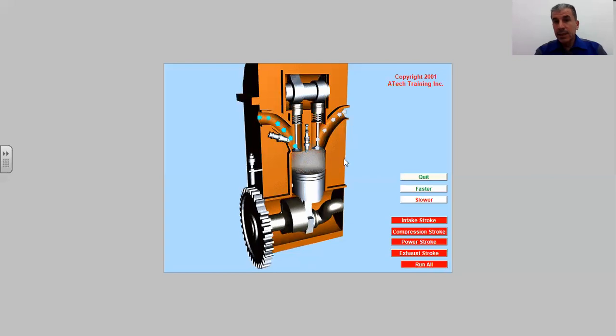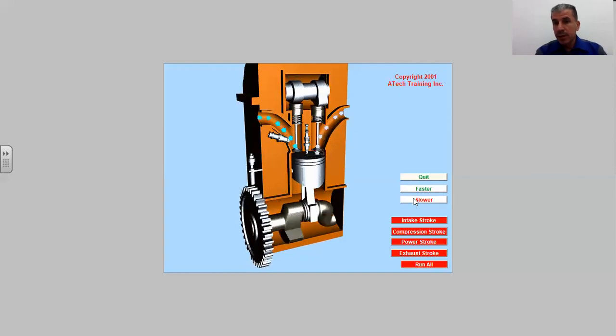As it's running, it will take the fuel and air mixture, as we see now. It compresses the air and fuel mixture. It will burn the air and fuel mixture. It will get the smoke and burned gases out of the engine.